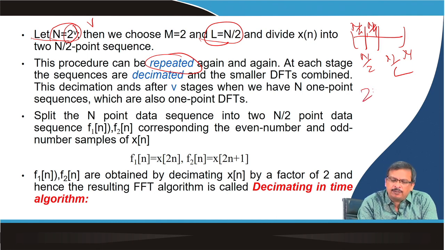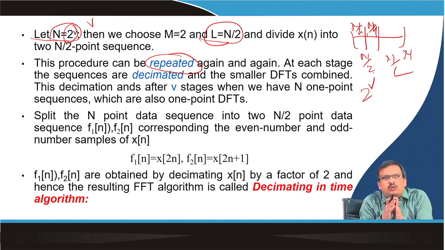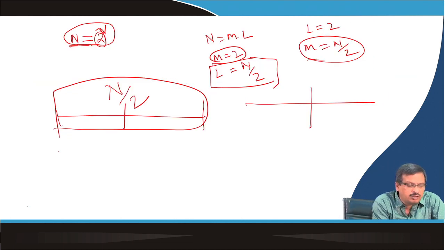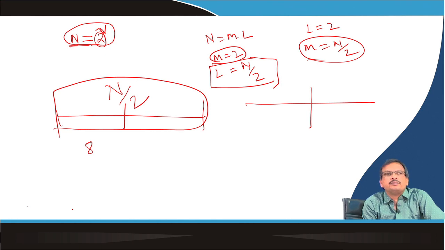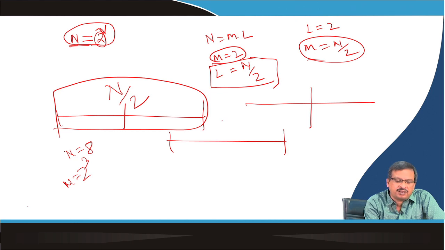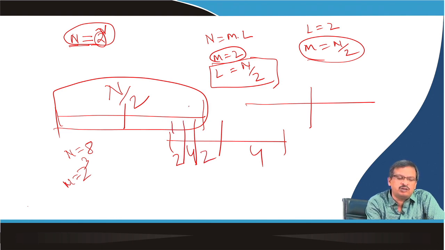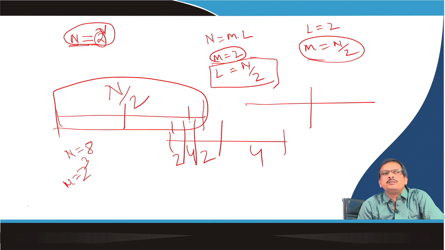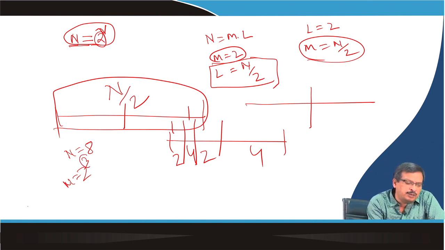So, with 2 to the power v, I am dividing the sequence in two every time. Let us say I have a sequence of length n equal to 8. How do I express n? n is equal to 2 to the power 3. So, I have a sequence of length 8. The first time I divide, it is 4, 4. The second time I divide, it is 2, 2. The third time I divide, it is 1, 1. So, how many divisions are possible?